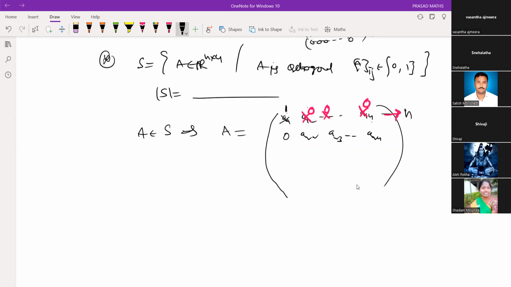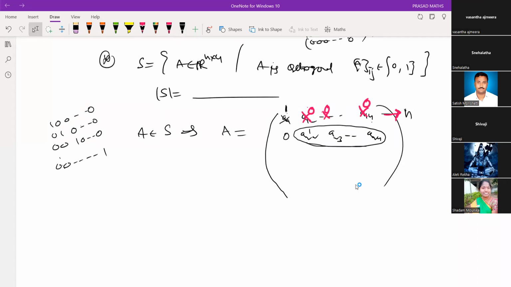Yes or no? Now tell me, how many ways? I want the sum of the squares of the elements of any row to be 1. Therefore, how many ways can 1 be filled in the second row? N minus 1. There are n minus 1 entries. So 1 can be fixed here, remaining entries are 0. 1 can be fixed here, remaining entries are 0. So how many ways? N minus 1 ways.